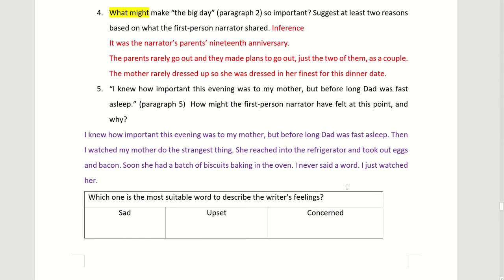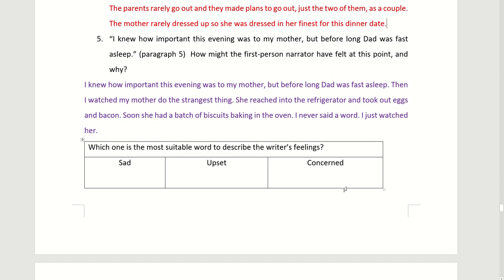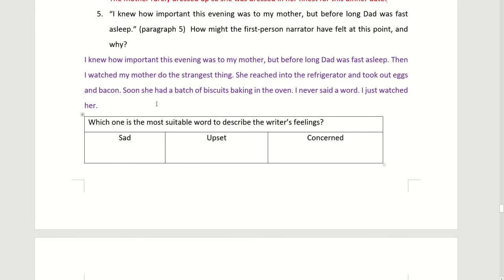Next one. Okay. I knew how important this evening was to my mother, but before long, Dad was fast asleep. How might the first narrator have felt at this point, and why? Okay, let's continue. Then I watched my mother do the strangest thing. She reached into the refrigerator, took out eggs and bacon. Soon she had a batch of biscuits baking in the oven. I never said a word.